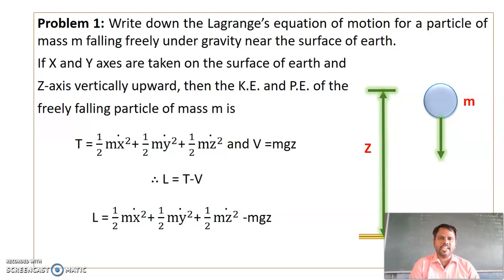then the kinetic energy and potential energy of a freely falling particle of mass m are given by T is equal to half m x dot square plus half m y dot square plus half m z dot square, and potential V is equal to mgz. And we know that L is equal to T minus V. Substituting for T and V, the Lagrangian becomes L is equal to half m x dot square plus half m y dot square plus half m z dot square minus mgz.